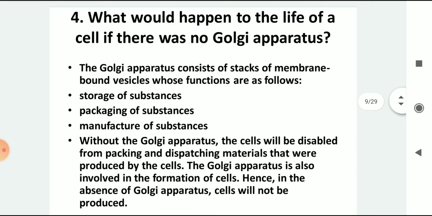So the Golgi apparatus is basically a packaging material for the cell. What does it do? It stores the substances, it packages the substances and also manufactures the substances.